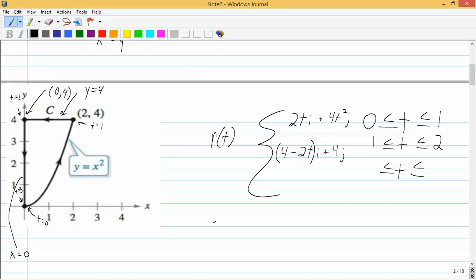Is that understood? What if you did 2t? If you did 2t, would it still work? When t equals 1, you'd get out a 2. And you want to get out of what? You want to get out 4 for the y. Alright.